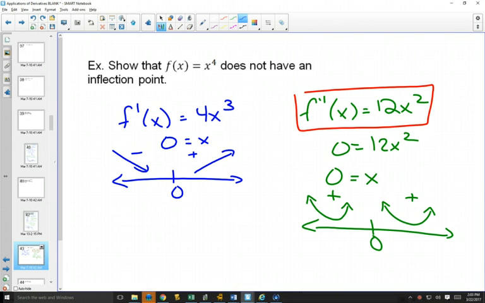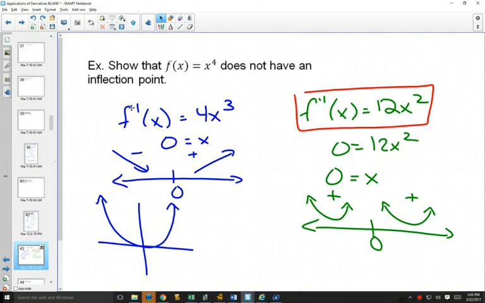As far as what this graph looks like, it's like a fat parabola. And so even though the second derivative is equal to 0, it's not an inflection point.